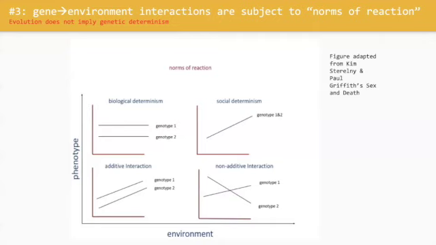I include this slide because I want to avoid the platitudes that many people have about biological determinism. Well, there is biological determinism. That's one type of norm of reaction. Social determinism is another, but there's a broad space of possibility within evolution for genotypes to express phenotypes differently.